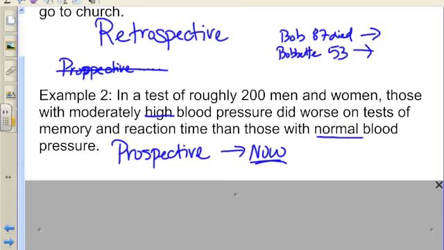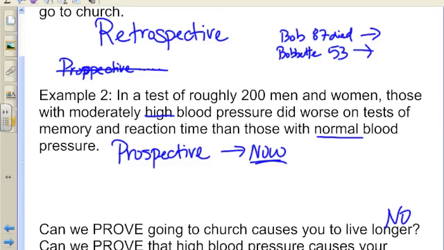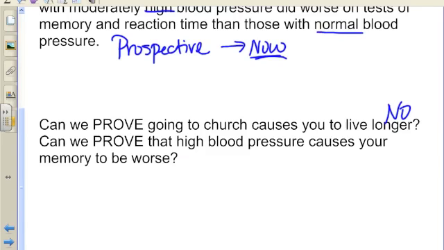So then the question becomes, all right, can I prove that going to church causes you to live longer? No, I can't prove that. I didn't do an experiment. I didn't gather 100 people and say, you 50, you're going to go to church every week for the rest of your life, and I'm going to see how long you live. Other 50 people, you are forbidden to set foot into a church, and then I'm going to see how long you live. We don't get to do that. That's unethical. So that does mean I can't prove going to church causes a person to live longer. There might be another explanation. Can I prove that high blood pressure causes your memory to be worse? No, of course not. There could be something else.